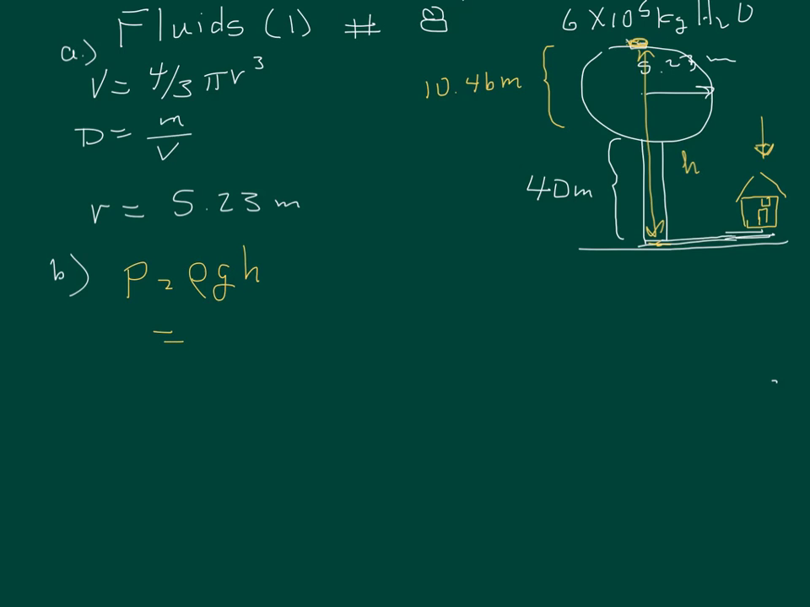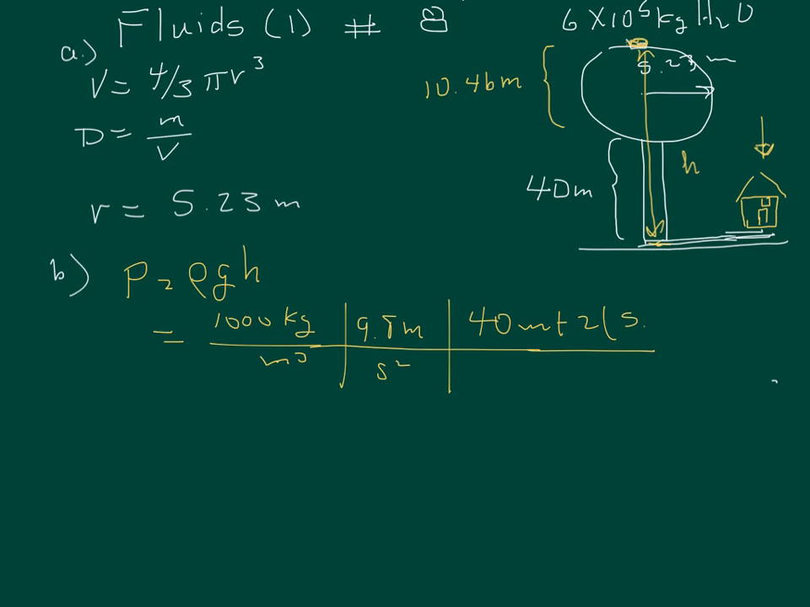So the pressure at the bottom is the density of water times G times the height of the column. The density of water is 1,000 kilograms per cubic meter. G is 9.8 meters per second squared. And the height is then 40 meters plus 2 times 5.23 meters, which we showed above. And this gives us a pressure at the bottom of 4.945 times 10 to the 5th pascals, newtons per square meter.